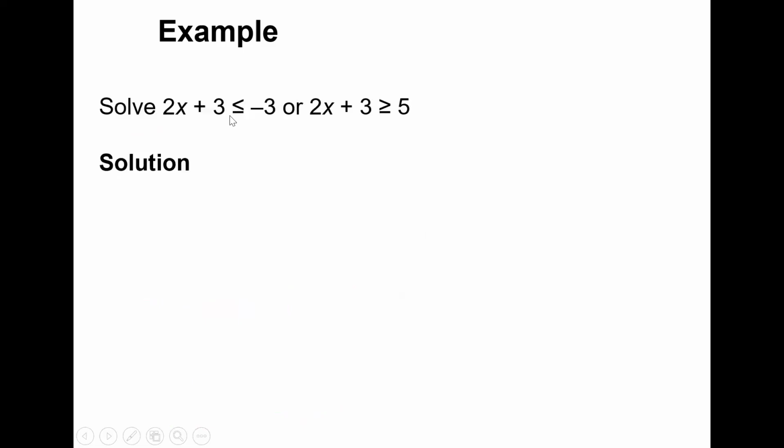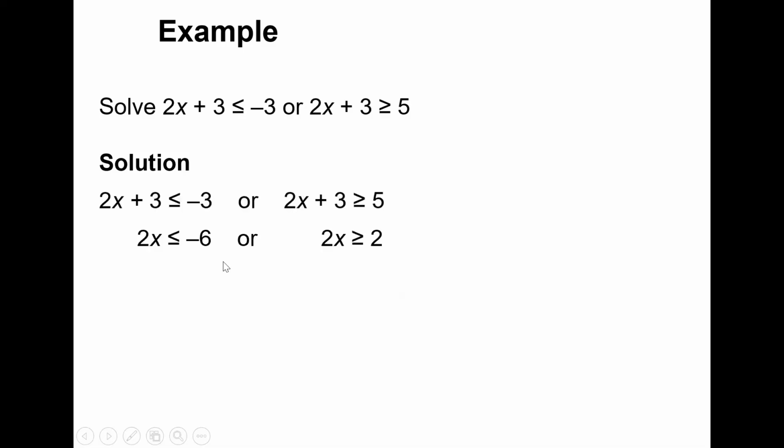All right, so here again, we're supposed to solve. So we add everything to one side and then divide if necessary. So here we're going to subtract 3, so that's a -6, divided by 2 is -3. Here we subtract 3, that's 2, divided by 2 is 1. And so we have -3 to 1, and it's an or.